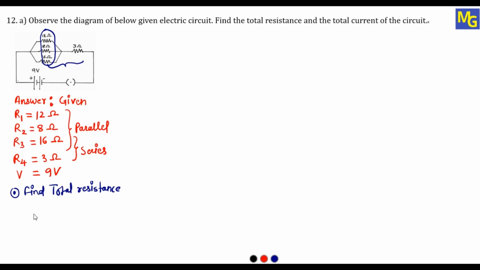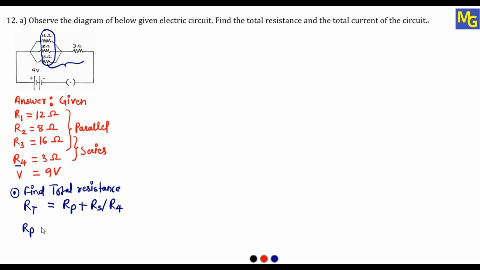So I'll write it here. The formula, that is RT, total resistance, is equal to what? RP, that is effective resistance in parallel, plus another resistance that I'll write RS, or I can write it as R4 because here I have labeled it as R4. Now to find out RP, first we have to use the formula for parallel combination.